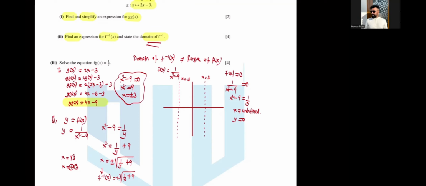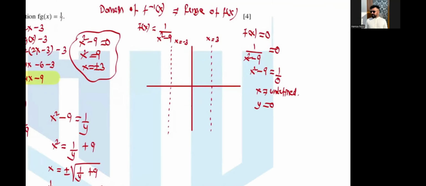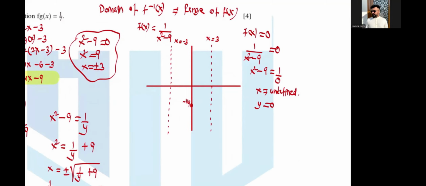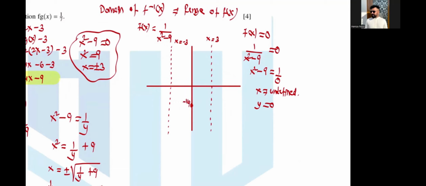Okay, and now if I set the input of the function x equal to 0, the output will be 1 divided by minus 9, which is minus 1 over 9. When the input of the function is x equals 0, the output is minus 1 over 9. All right, and by keeping the units on the scale of the y-axis very small, and by considering the asymptotes, I'm going to sketch the graph of f(x). So this would look something like this.